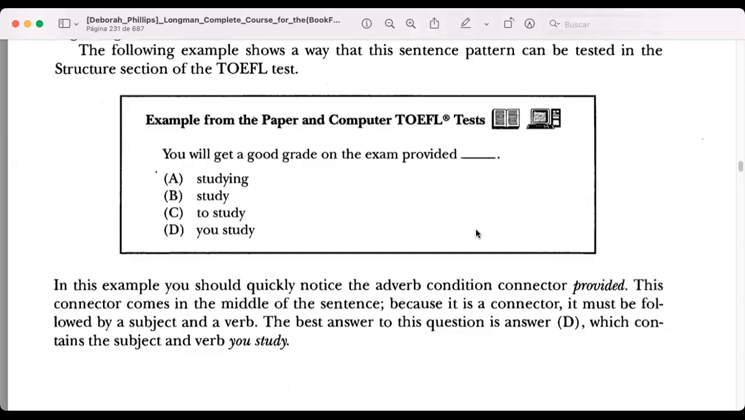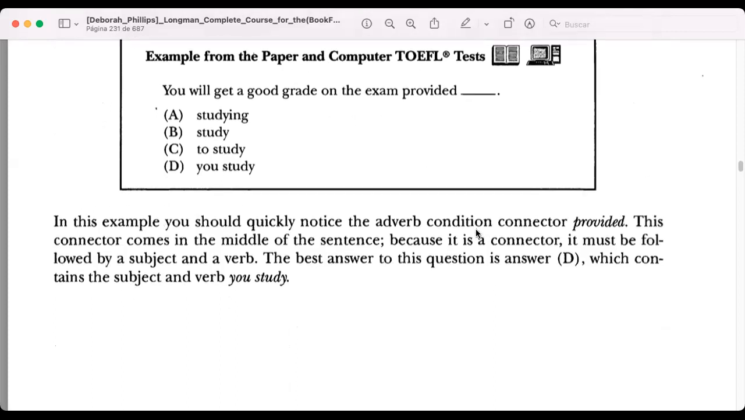Let's see. I read it for you. In this example, you should quickly notice that the condition connector "provided" comes in the middle of the sentence. Because it is a connector, it must be followed by a subject and a verb. The best answer to this question is answer D, which contains the subject and the verb, you study.